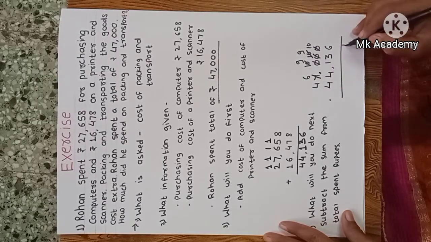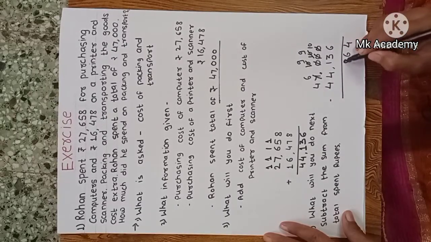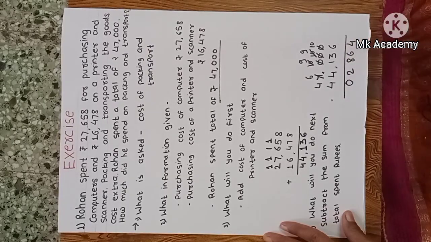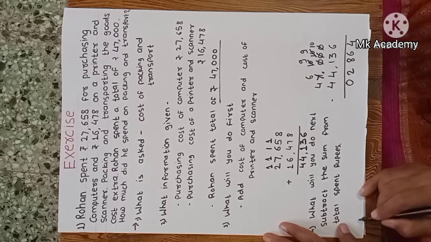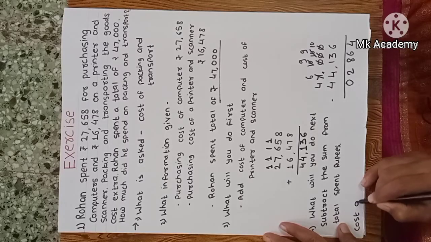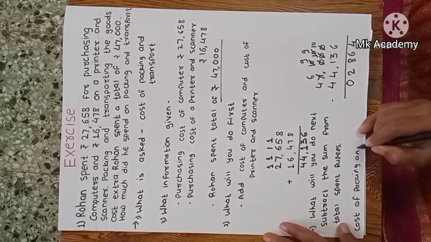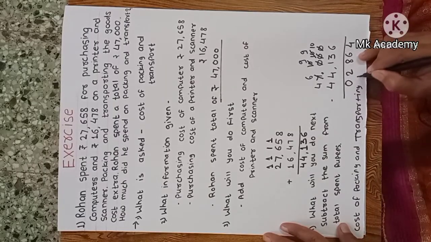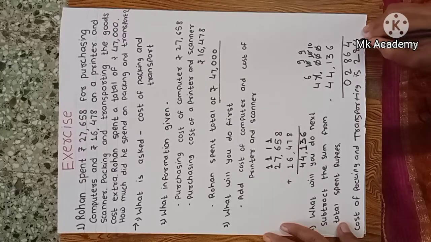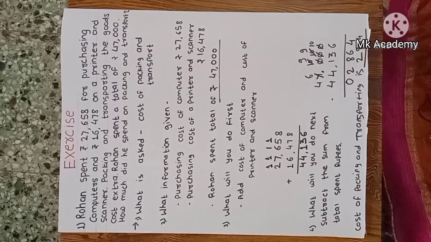Now 10 minus 6, 4. 9 minus 3, 6. 9 minus 1, 8. 6 minus 4, 2. 4 minus 4, 0. Means the cost of packing and transporting is 2,864. Understood? Now see the next example.